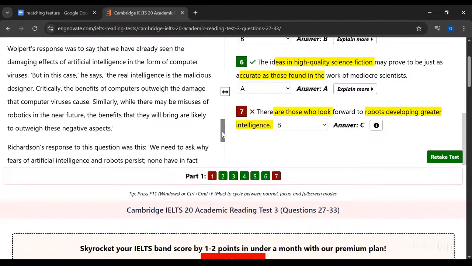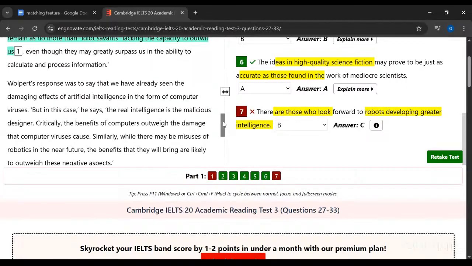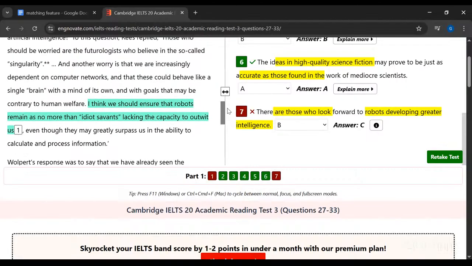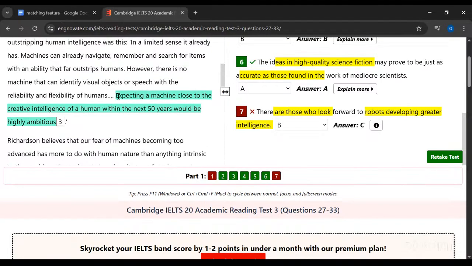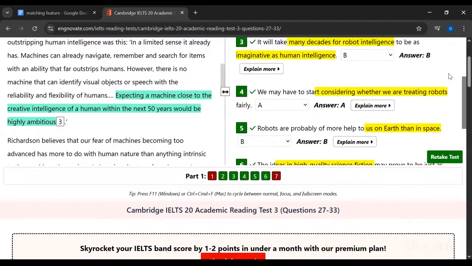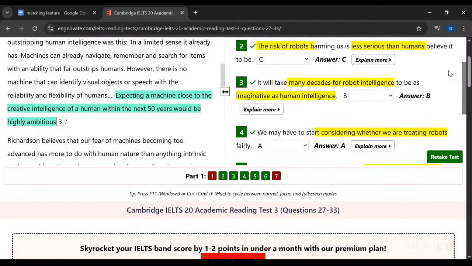And what we were saying was this one, right? Expecting a machine close to getting a women next with vicious. What was statement number 3, by the way? It was related to the decade, like in how many decades it will take.